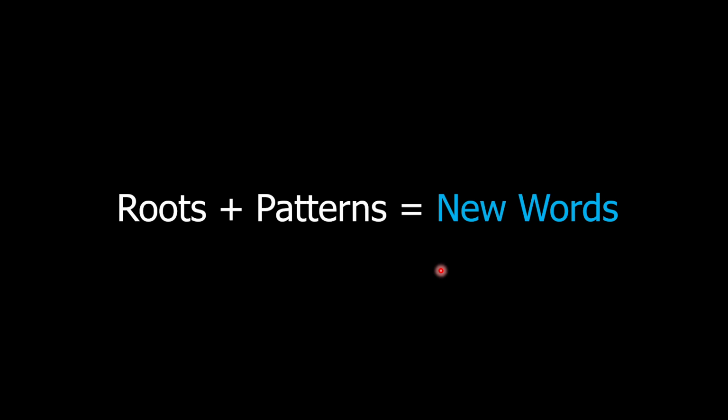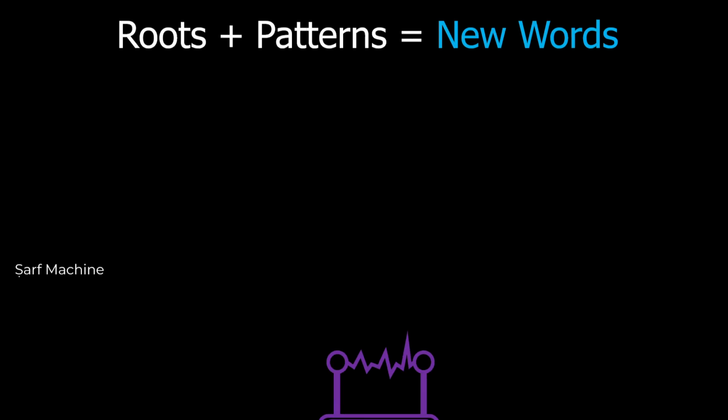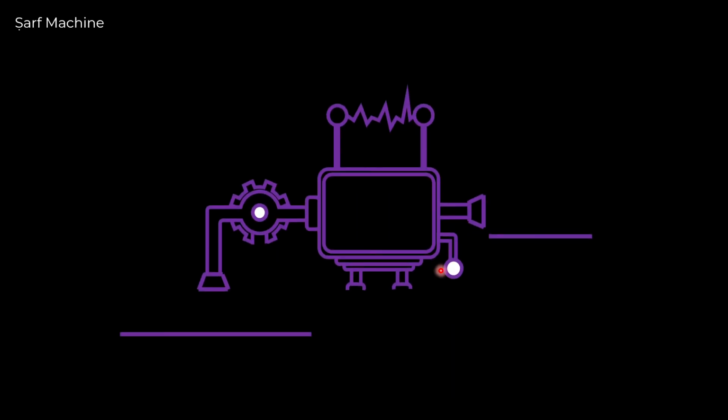The process of creating a new word requires that you take a root and place it on a pattern that has a particular meaning, and then this will give rise to a brand new word. So let's see what that really means conceptually. We have a concept for conceptualizing it called the sarf machine.